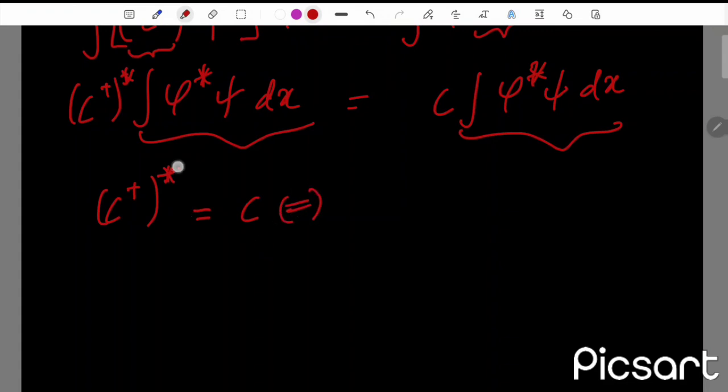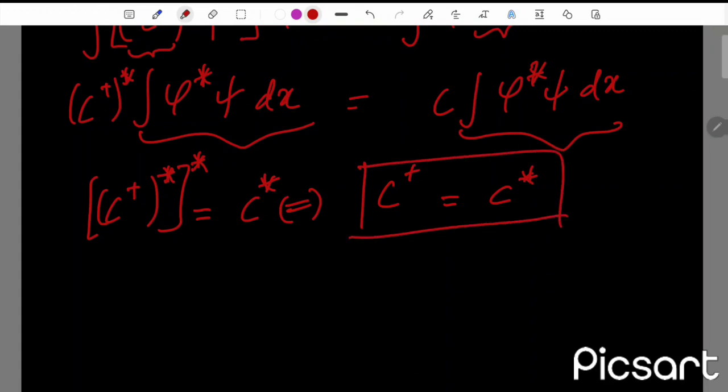Now if we take the complex conjugate on both sides, we have C dagger equal to C complex conjugate. This means that if we have an operator L equal to C, which is a number, then its conjugate operator will every time also be a number, but with the complex conjugate.